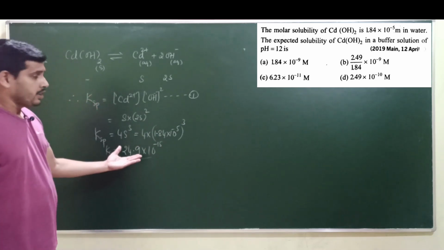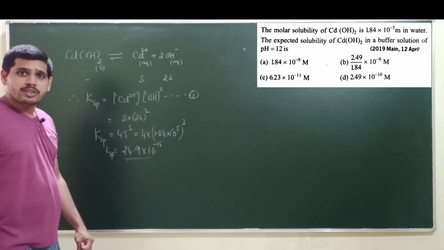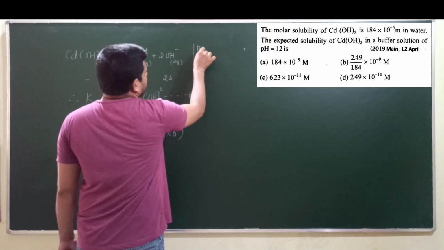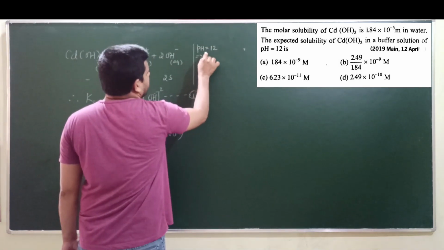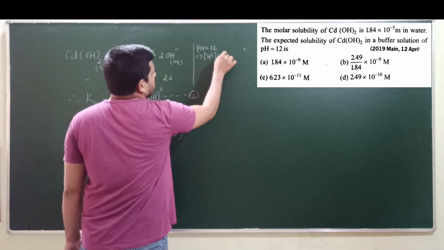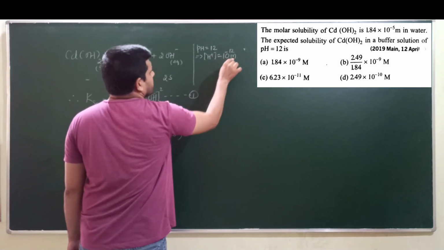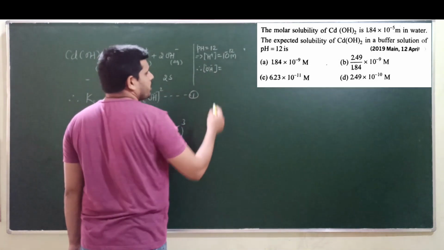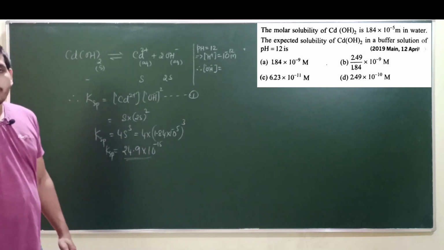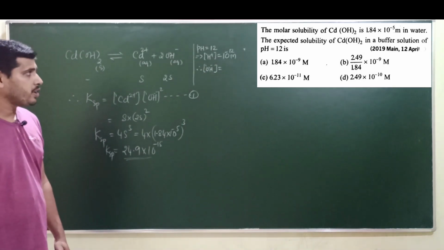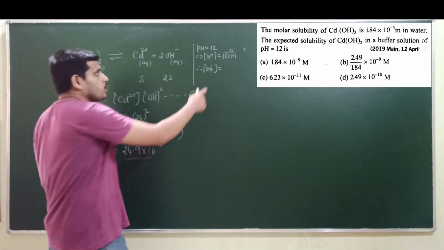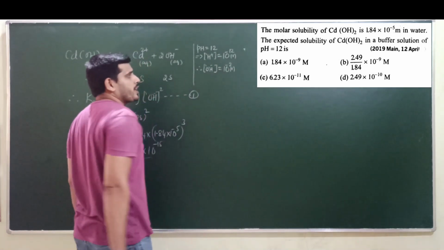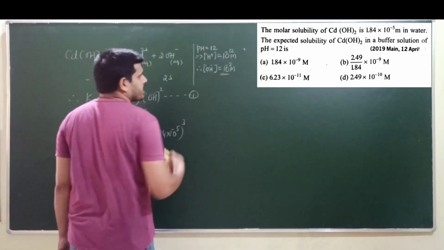What is asked? For this Ksp value, what is the solubility in a buffer solution of pH 12? So let us move on to that. Say pH equal to 12 implies that H⁺ concentration is equal to 10 to the power minus 12 molar. Therefore, OH⁻ concentration should be equal to, I hope you know, the ionic product of water: the product of H⁺ and OH⁻ ion concentration should be equal to 10 to the power minus 14. So minus 12 is from H⁺, so OH⁻ is minus 2, 10 to the power minus 2 molar.